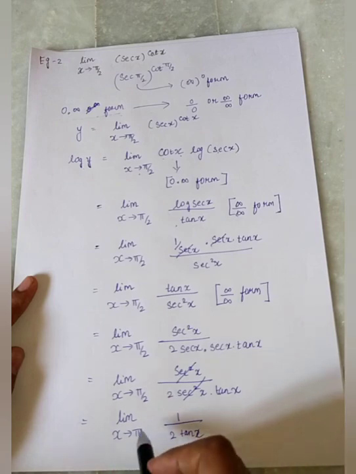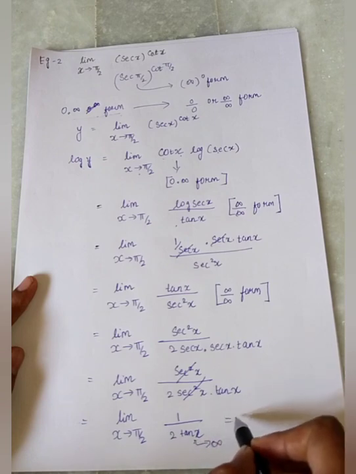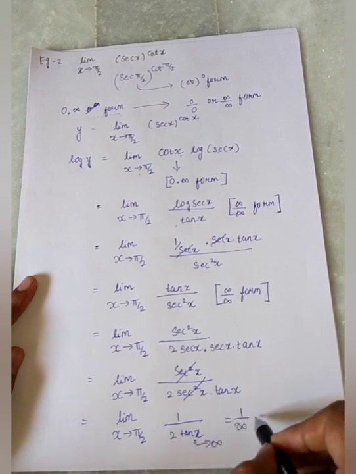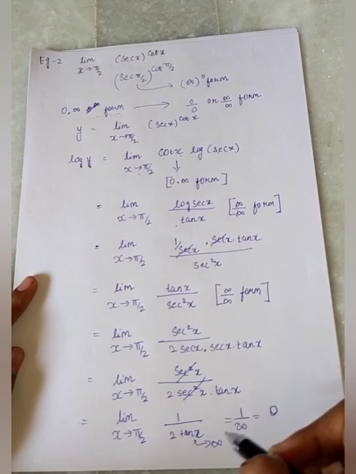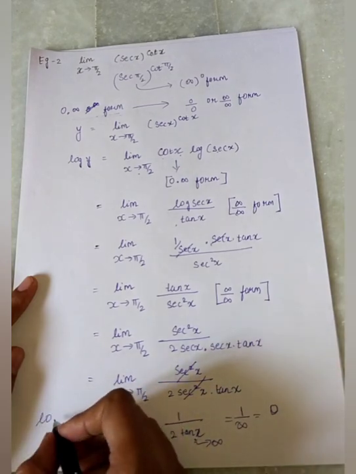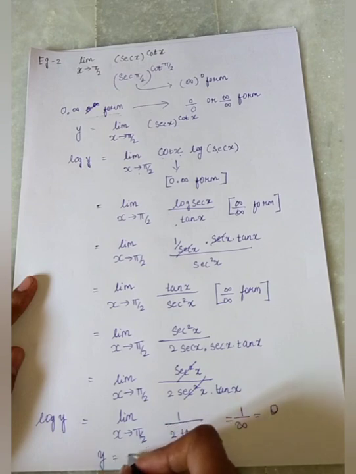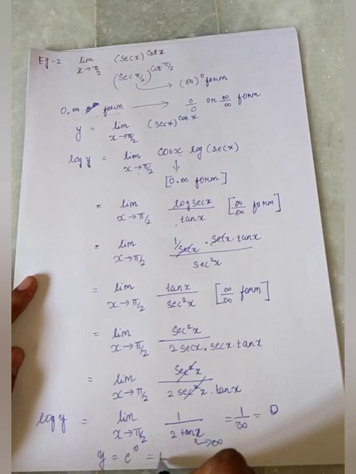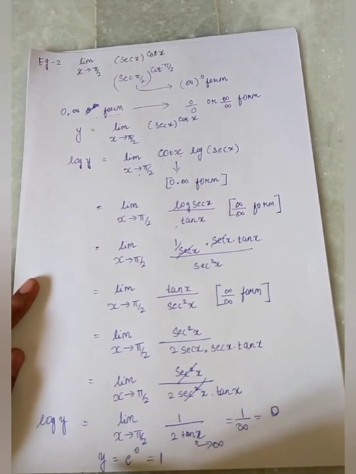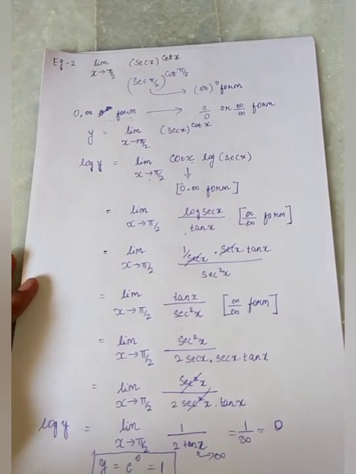And if we substitute this limit into this equation, then value of tan pi by 2 is infinity. So we get 1 upon infinity, and that is equal to 0. So we get log y is equal to 0. So y is equal to e raised to 0. And you all know that value of e raised to 0 is 1. So we can also write y is equal to 1. So answer of this question is 1.